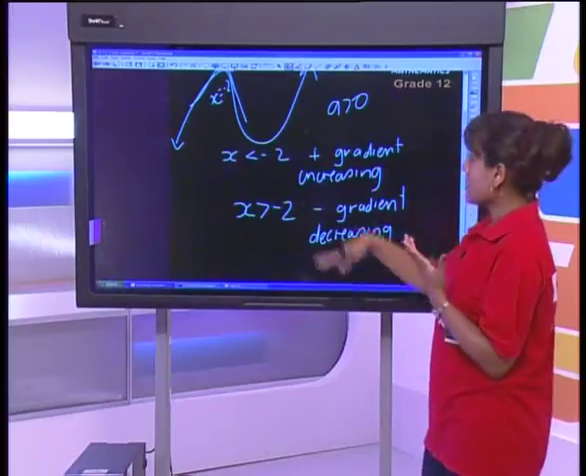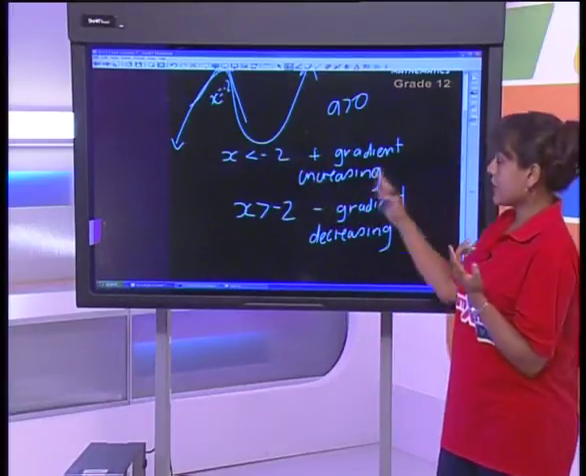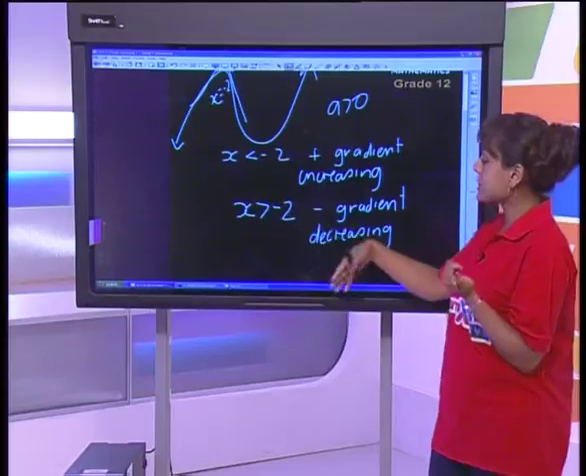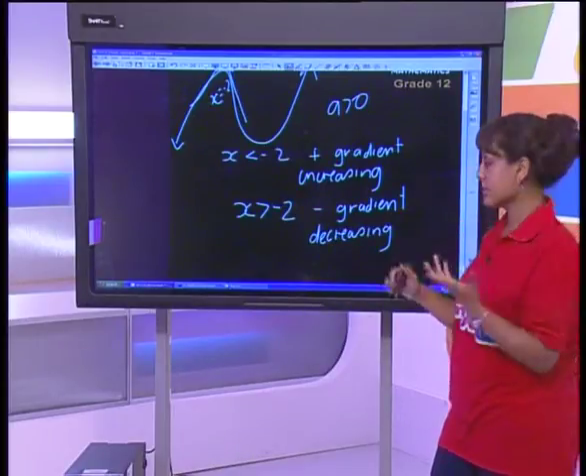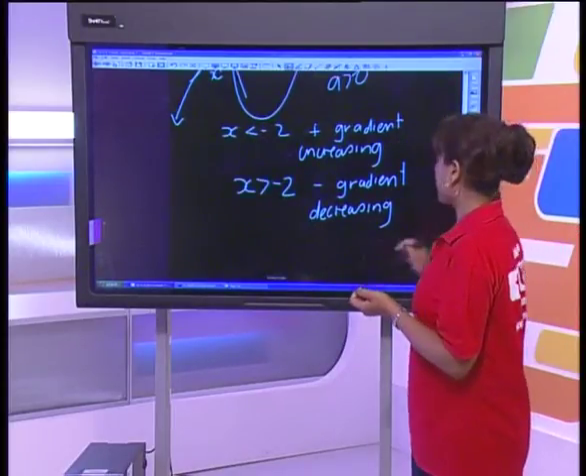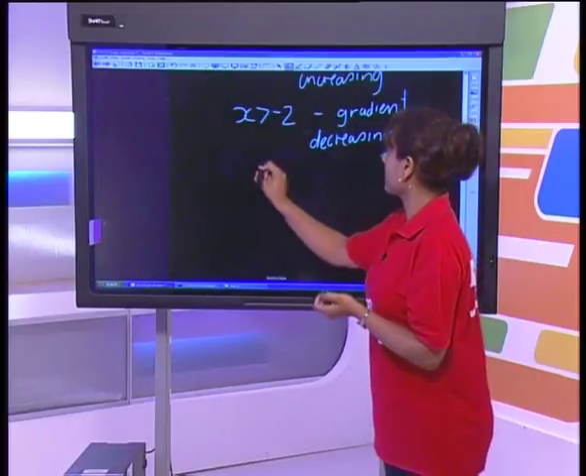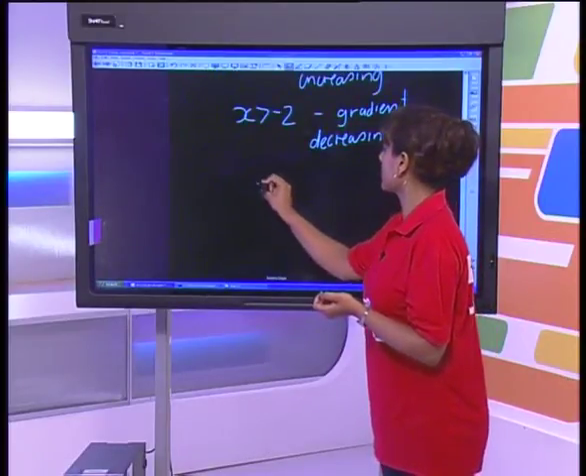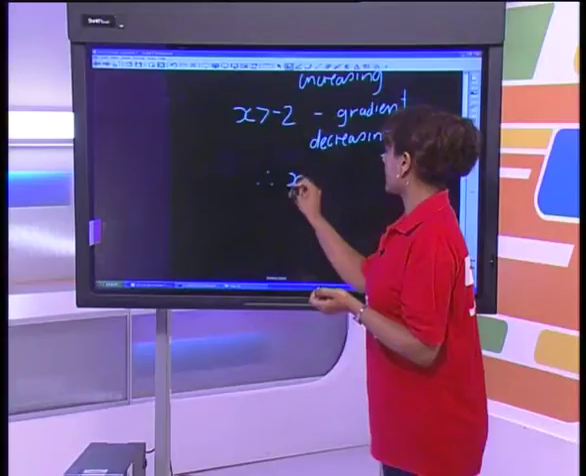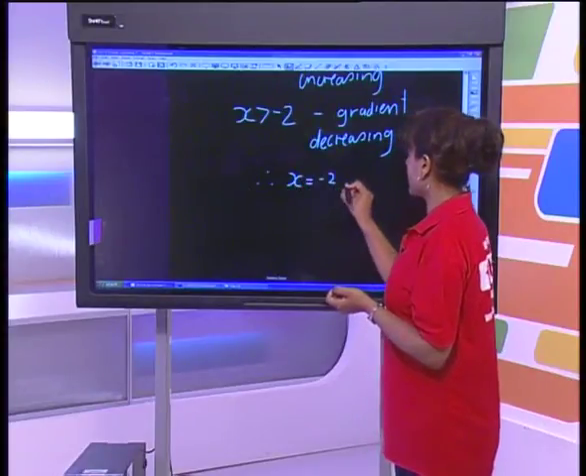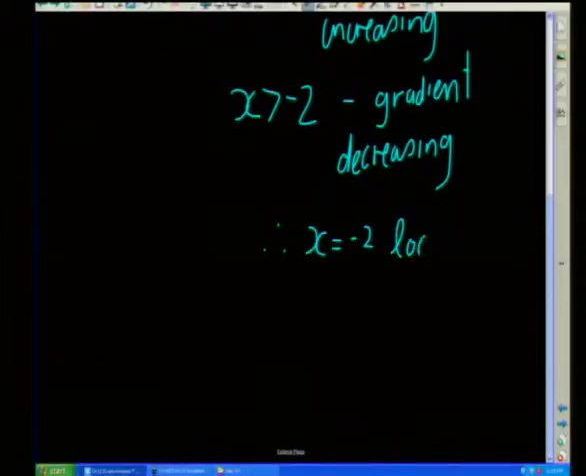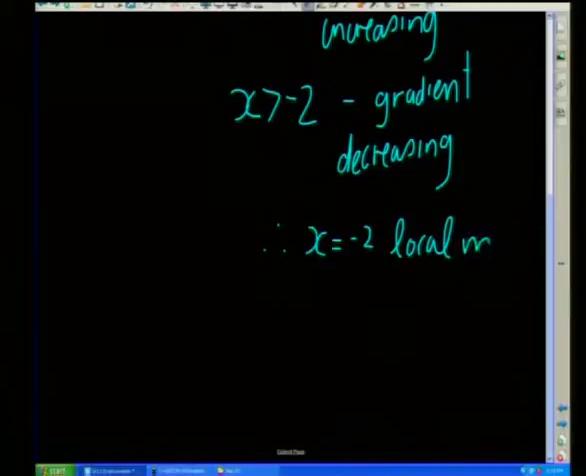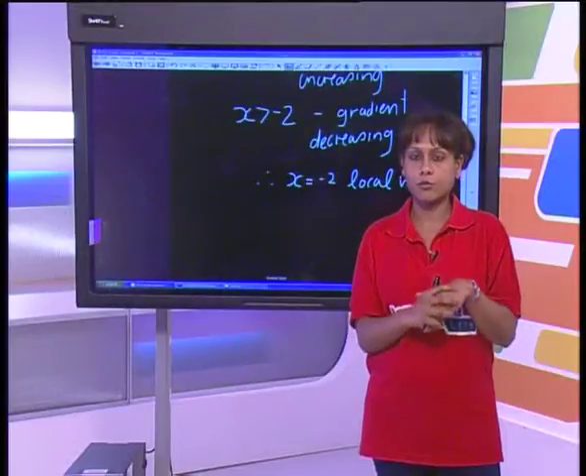So therefore, because for x less than minus 2 we have increasing values, and for x greater than minus 2 we've got decreasing values, this implies, therefore, x equals minus 2 is a local maximum. Okay, so it's a local maximum because we're going from increasing values to decreasing values, so that's got to be a maximum at that point.